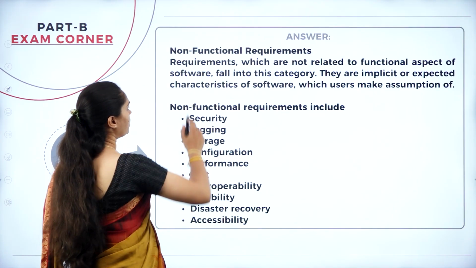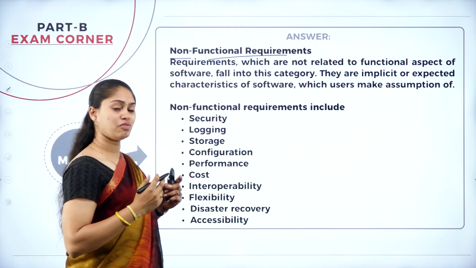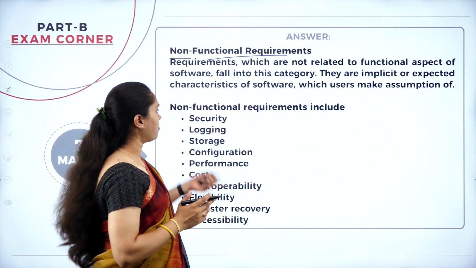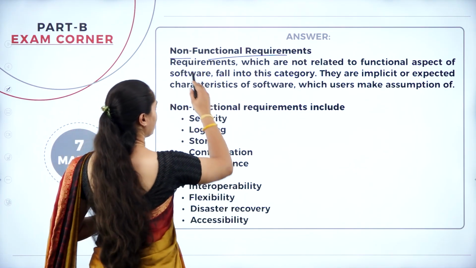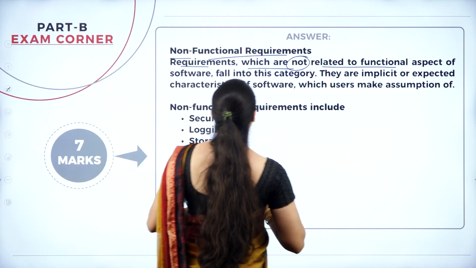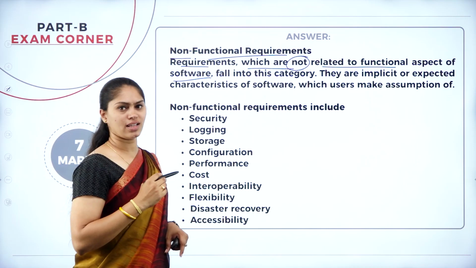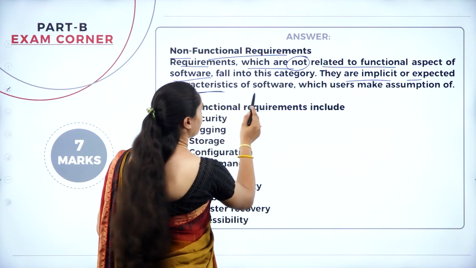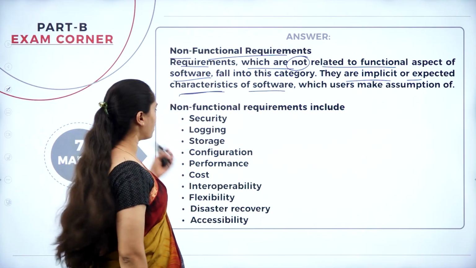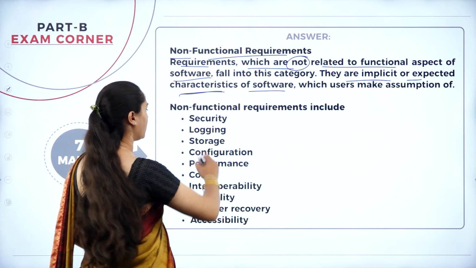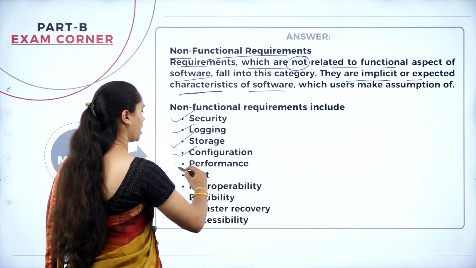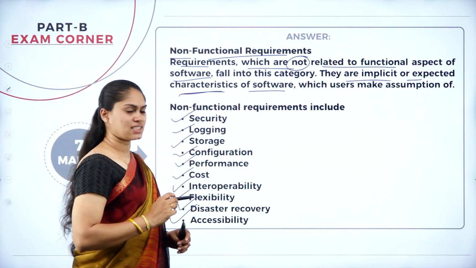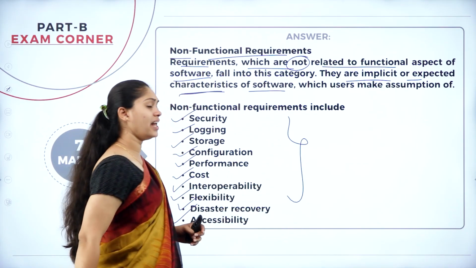Fine. Then next we go to non-functional requirements, which are not related to the functionality of a software. Requirements which are not related to the functional aspects of a software, we can call non-functional requirements. They are implicit or expected characteristics of a software. So here we have certain non-functional requirements that include security, logging, storage, configuration, performance, cost, interoperability, flexibility, disaster recovery and accessibility. All these are the different non-functional requirements.